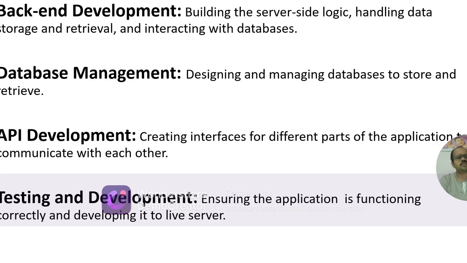API. What does API mean? Application Programming Interface. Why do we need this? If you want to connect the front end to the back end, we need an API. So they communicate through the API, the Application Programming Interface.